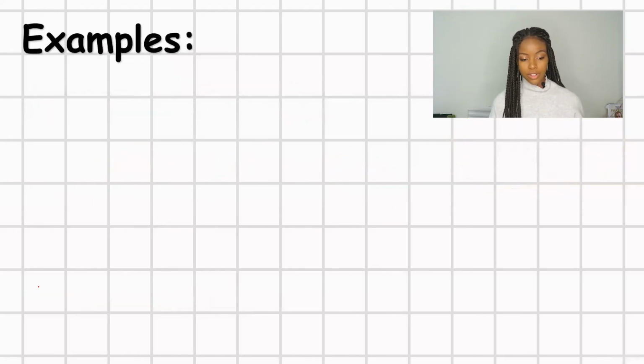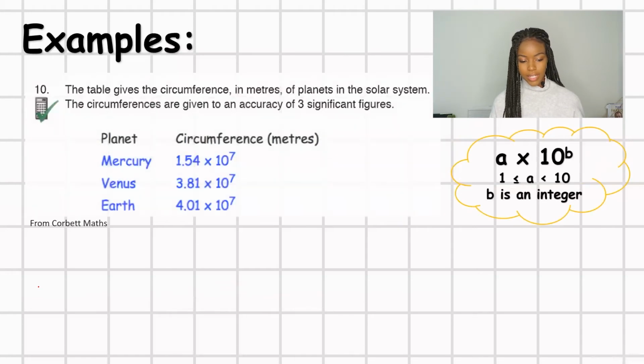So we'll move on to another example. Again, I'll keep the rules there for you. So this is from Corbett Maths.